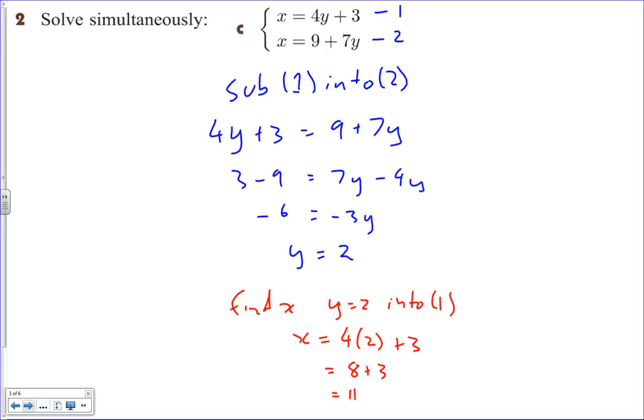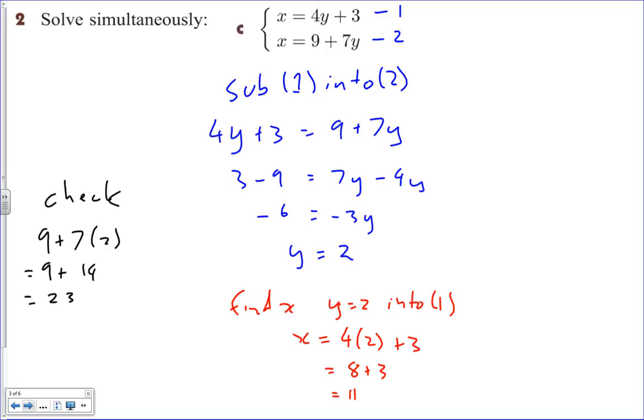So let's check this. Let's use the other one, so check. So 9 plus 7 times 2. Hang on. What was it? What have I done here? Let's check this out. 9 plus 14 is 23. There's a mistake there somewhere. Let's just check to make sure where my mistake is.